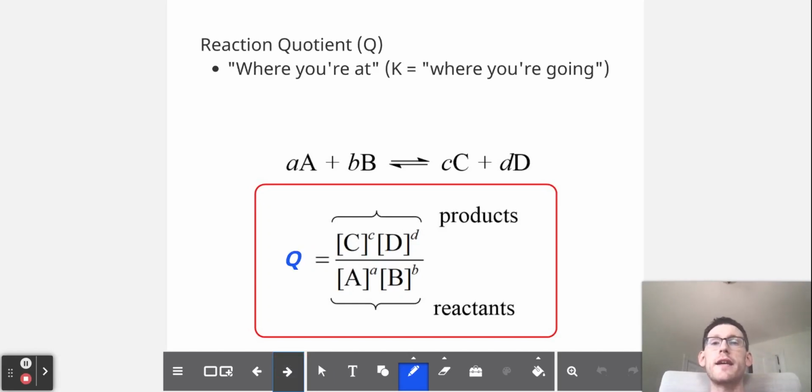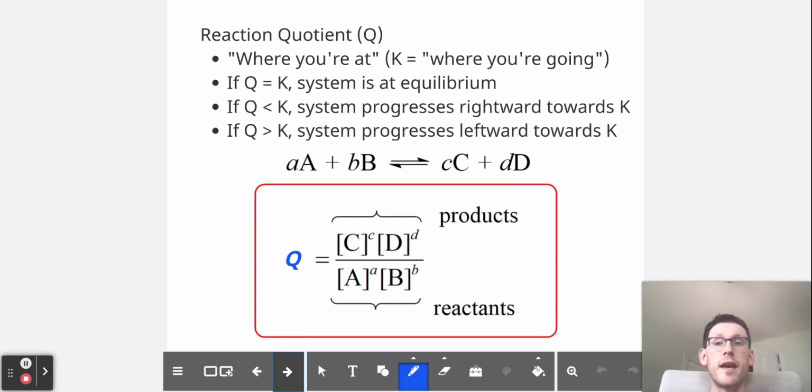We know that K is a destination. It's essentially where the reaction goes towards. However, you can always test to see where you're at relative to where you're going by finding Q, the reaction quotient. It's calculated in exactly the same way, and if Q is equal to K, then it means that your system is at equilibrium and there will be no further change.